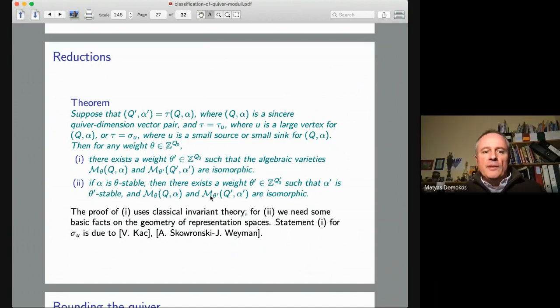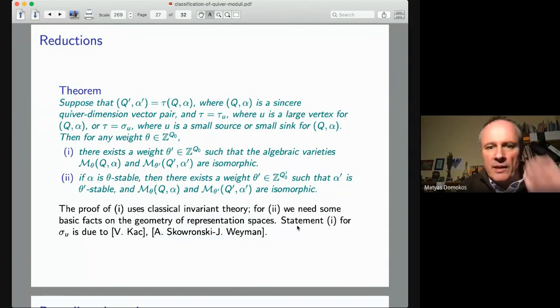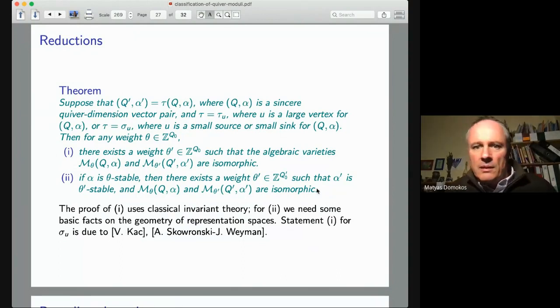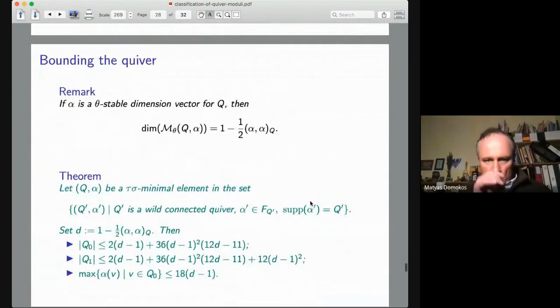So the proof of this result uses classical invariant theory. For the second statement about stability, we need some basic facts on the geometry of representation spaces. And let me note that the first statement for the case of sigma is due to Kac and Skowronski-Weyman. And I think my time is over, so I cannot say more about the proof.